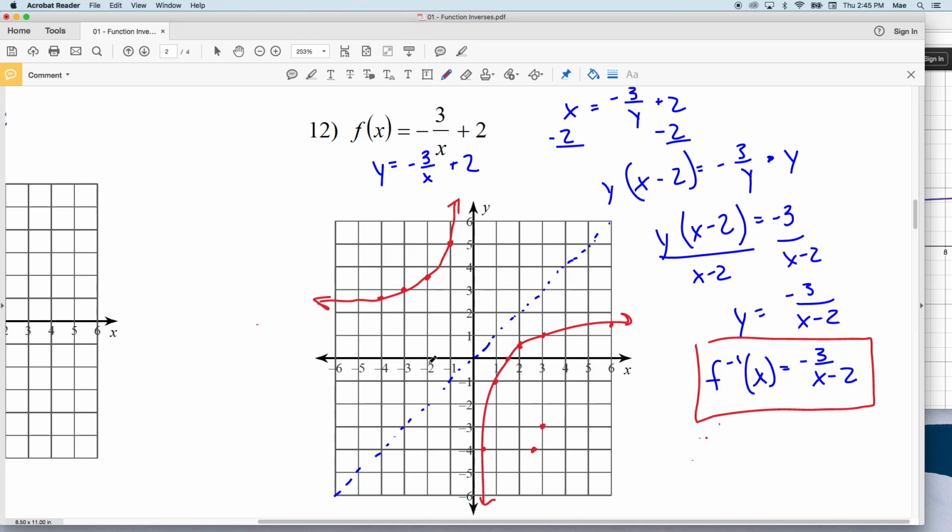Then we were at negative 2 in the x and 3.5 in the y. So 3.5 in the x, negative 2 in the y. And then lastly, we had negative 1, 5. So now we'll be at 5, negative 1. So let's go ahead and draw this curve.